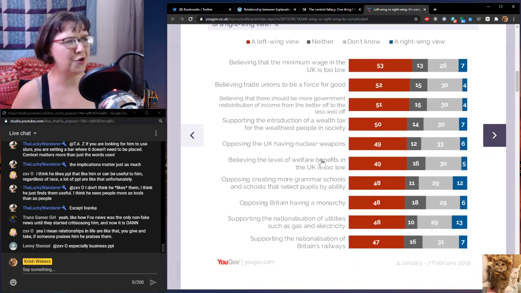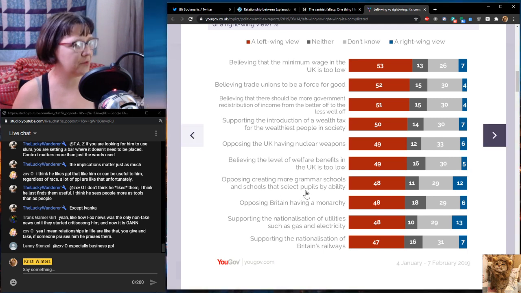So again, 7% of people thought that was a right-wing view. Opposing the UK having nuclear weapons. Not even half of the people thought that was a left-wing view. Believing the level of welfare benefits is too low. Again, only half of people responding thought that was a left-wing view. 5% thought it was a right-wing view. Opposing creating more grammar schools that select pupils by ability. 12% thought that was a right-wing view.